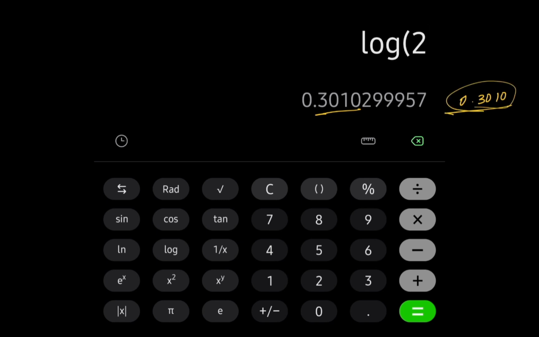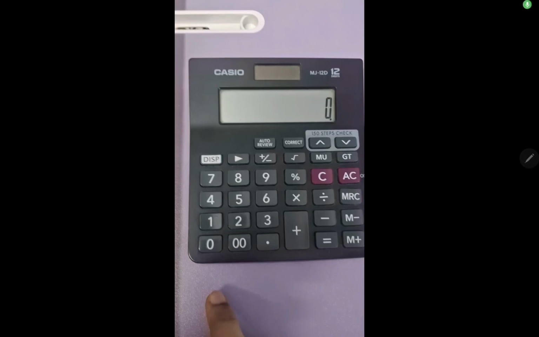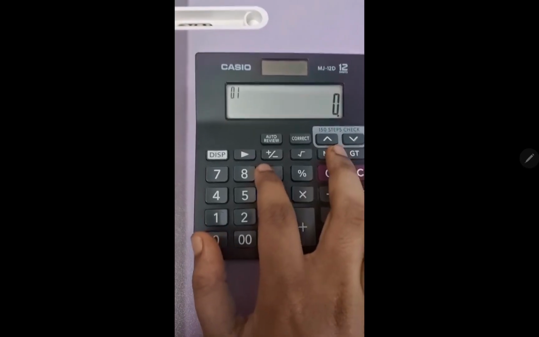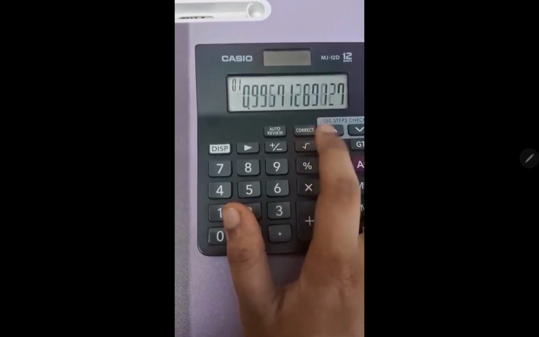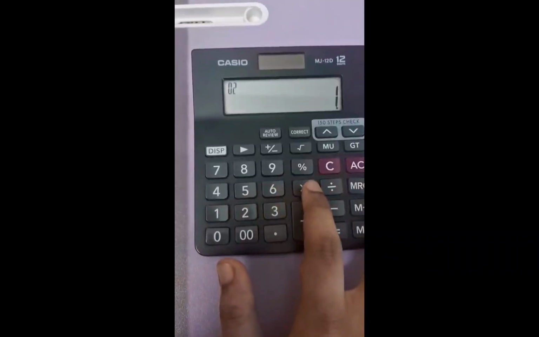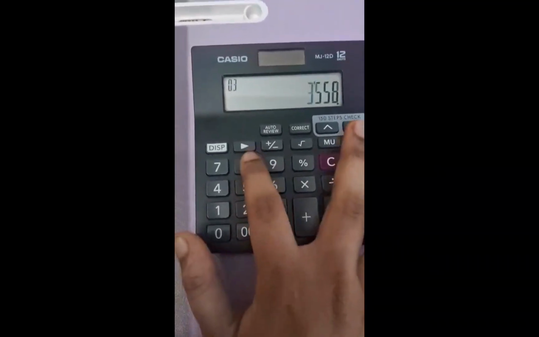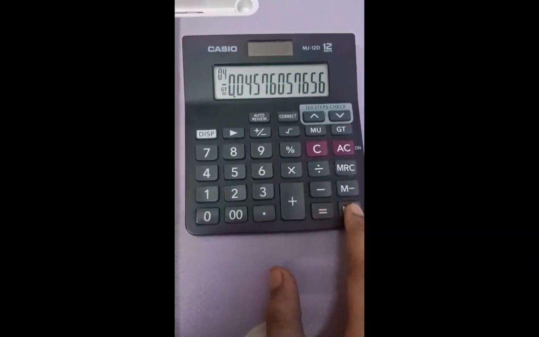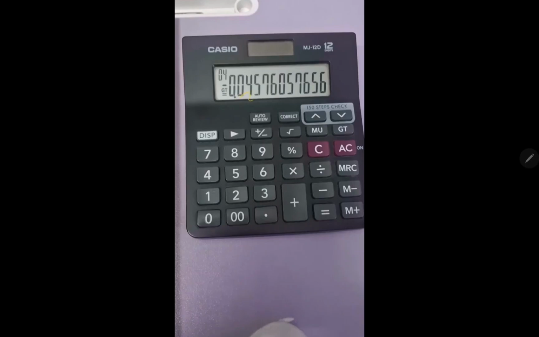Now we can see the log of another number. Now we are going to calculate the log of 0.9. If we see, first we are entering 0.9 and then we are pressing the square root 13 times, minus 1, multiplying by the number 3558. Now what is the answer you are getting? Now we are getting the answer of negative 0.04576. Now we can see the actual answer.